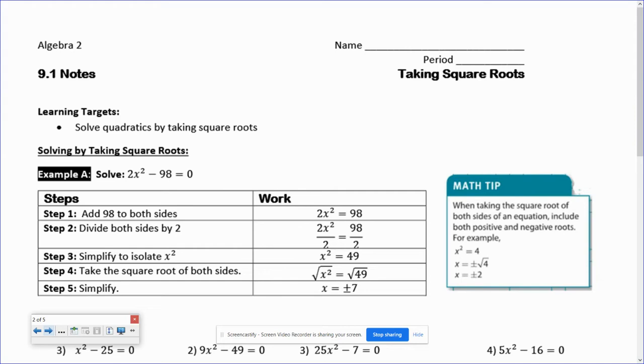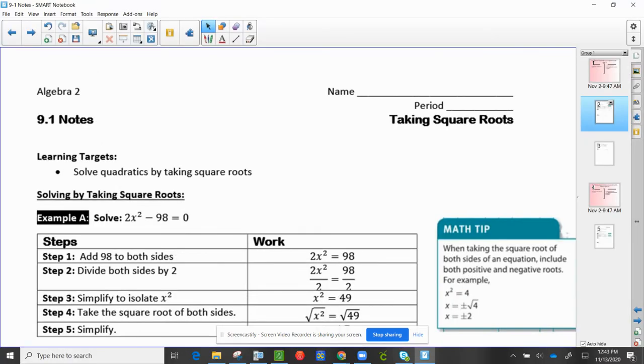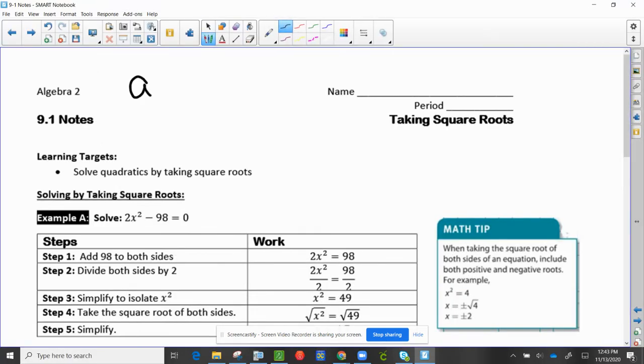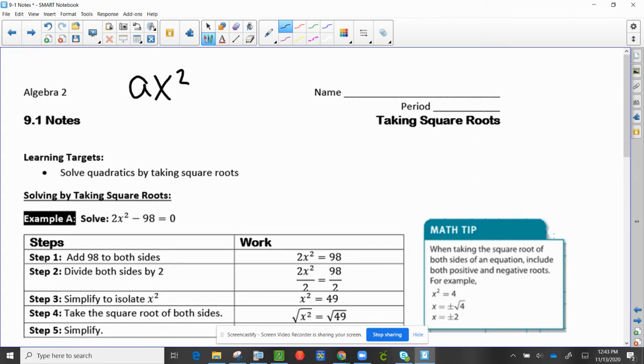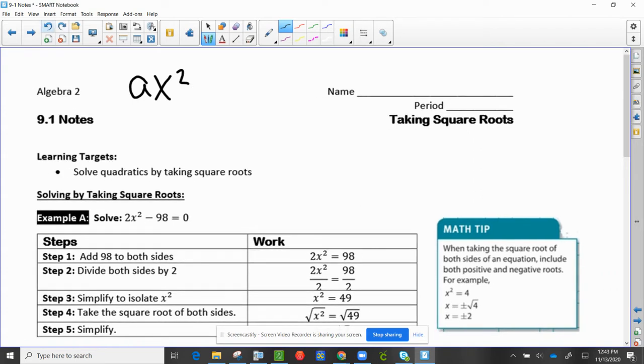Okay. So in this lesson, we're going to do taking square roots to solve equations. Now this works best when our equation is missing that b term. So remember, standard form is ax squared plus bx plus c. So we can use square root method when the b term is missing. So all we have is this squared term and a constant. So like we have an example a here. There's no plain x term. That's when we can use square roots.